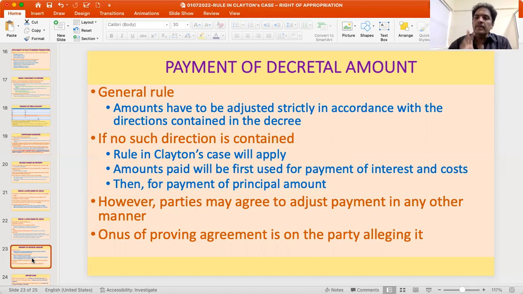Otherwise, this rule will apply: first payment of interest and costs, and then the principal amount. However, whoever says that there is an agreement against that has the burden of proving that there is an agreement where this general rule is not applicable. The burden will be on the party who is alleging it.